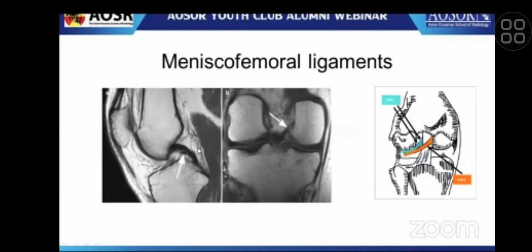And the next one is the anterior meniscofemoral ligament. It also attaches to the posterior horn of the lateral meniscus and the lateral aspects of the femoral condyle, but it goes through the anterior part of the posterior cruciate ligament.